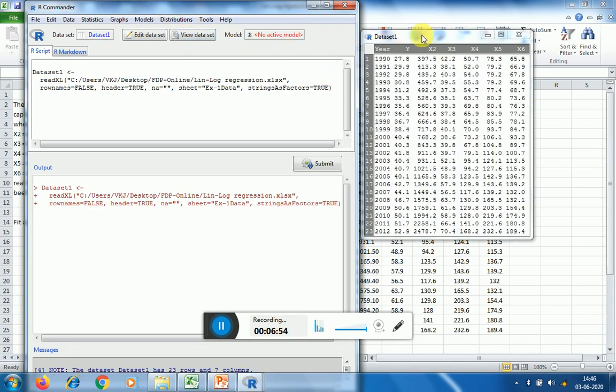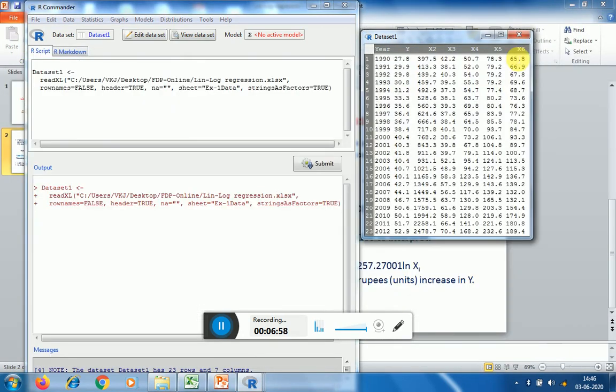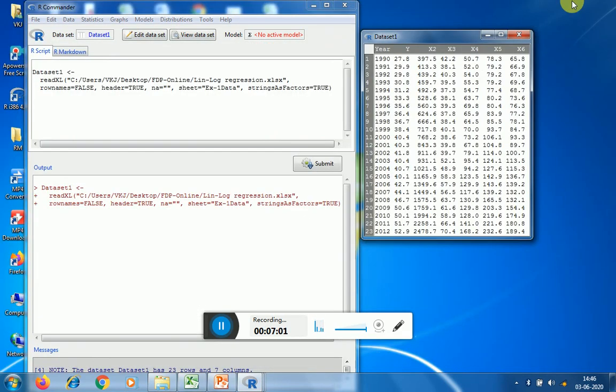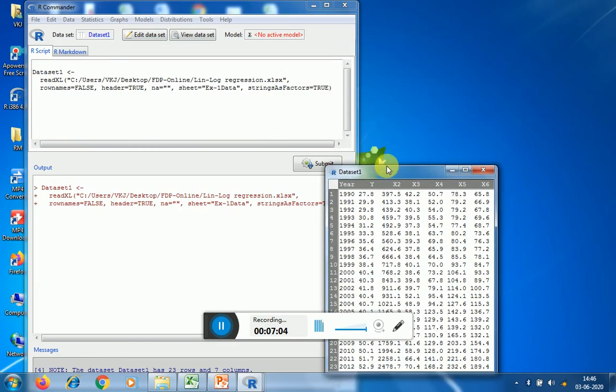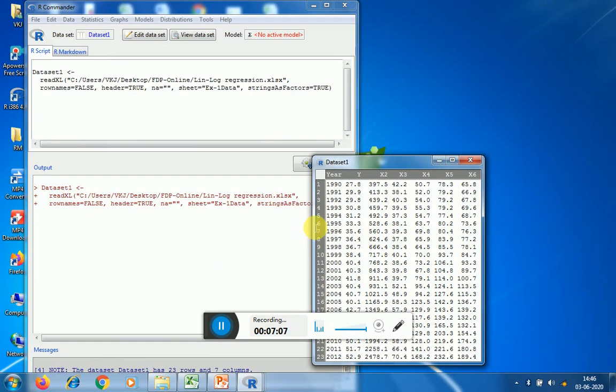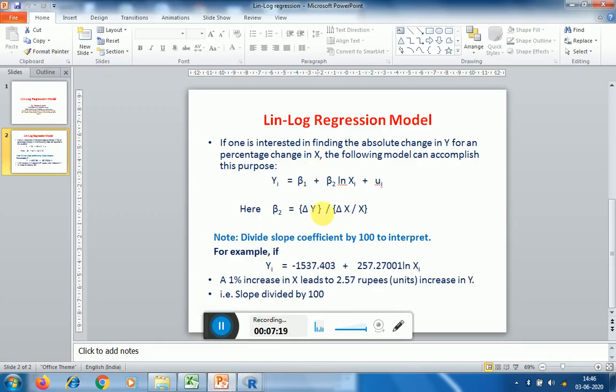So if you click on view the data set, this is the data set. So this data set is now available here. You can view this data. This comprises y, x2, x3, x4, x5, x6. Now we are interested in fitting such type of equation.